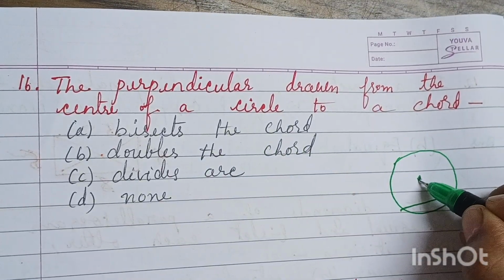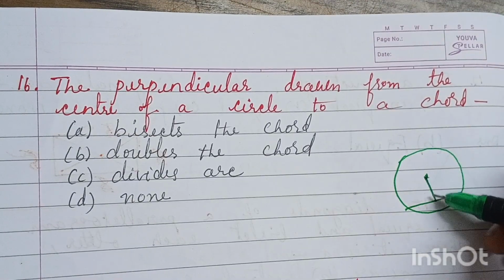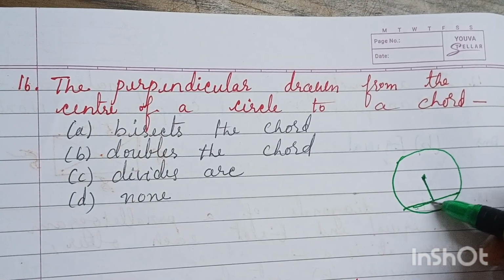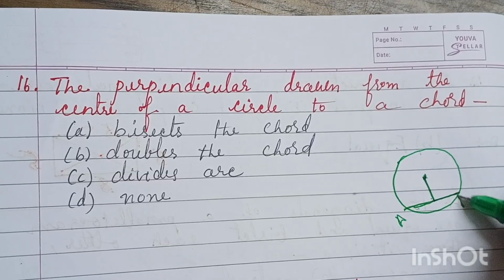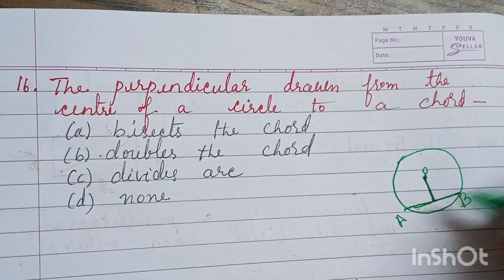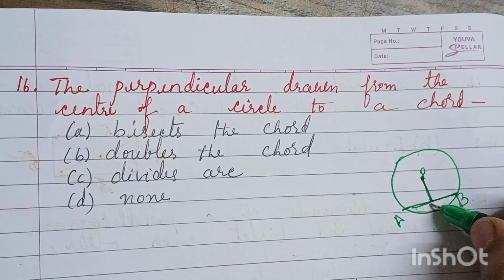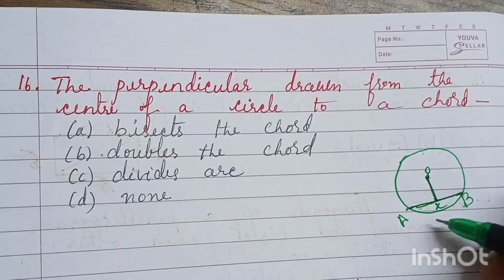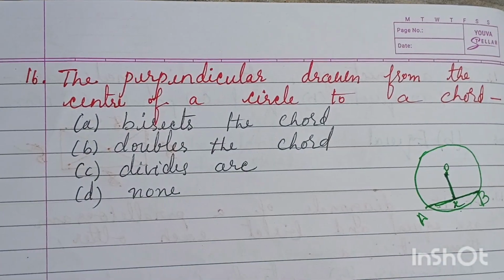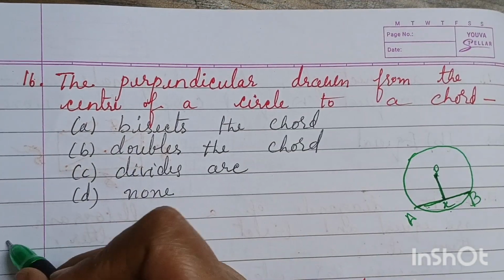Perpendicular means a standing line. कैसा draw करता है, ऐसा. Okay, standing line on the chord. This is a chord. AB is a chord and O is the center. एक perpendicular chord पे draw किया तो it bisects it. I'll give X here. Bisect means AX is equal to XB, divided into equal parts. So it bisects the chord. Answer is bisects the chord.